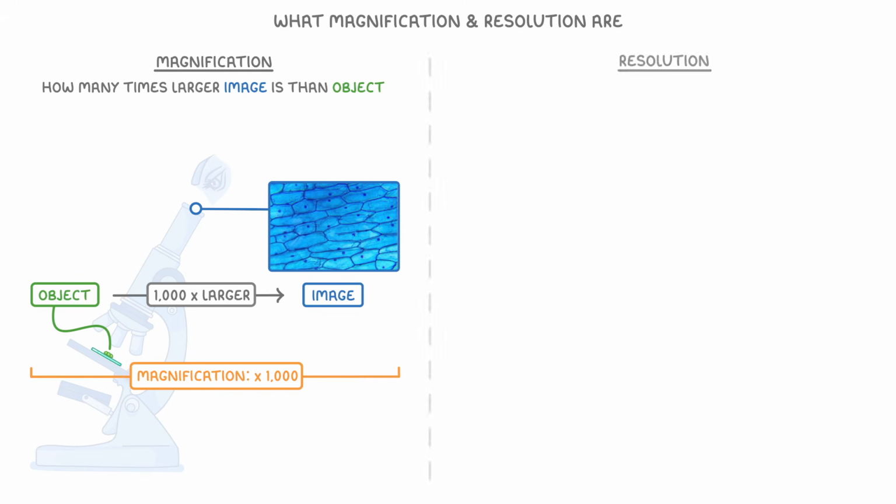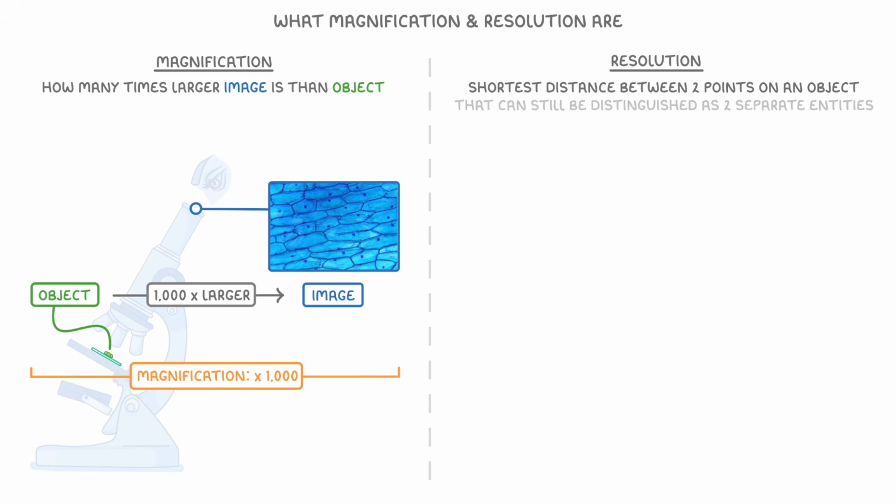The final term you need to know is resolution, which we can define as the shortest distance between 2 points on an object that can still be distinguished as two separate entities. Now, I appreciate this is a bit of a complicated definition, but it really just means the shortest distance that two parts of an object can be apart without appearing to be blurred together. Or in other words, it's a measure of how detailed an image is.